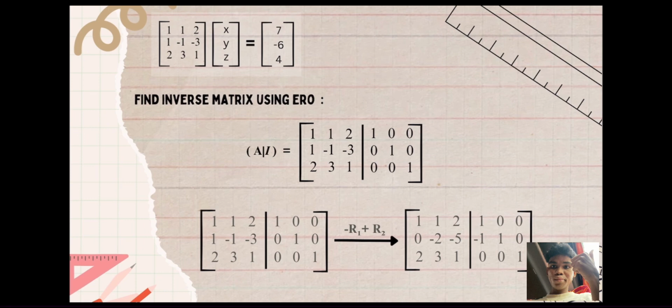And to find the inverse matrix, I will use ERO, which is elementary row operation. As we know, ERO needs to make the matrix have zeros in the triangle at the bottom and top. So, in order to change the value 1 in row number 2 to be 0, we need to use the formula, and the formula is negative R1 plus R2.